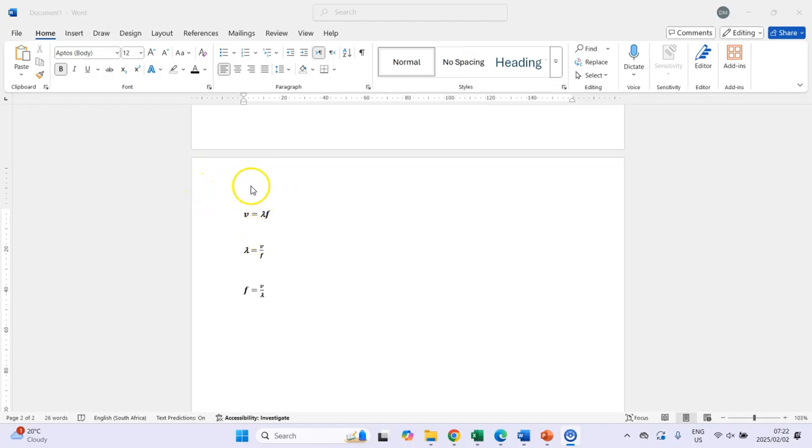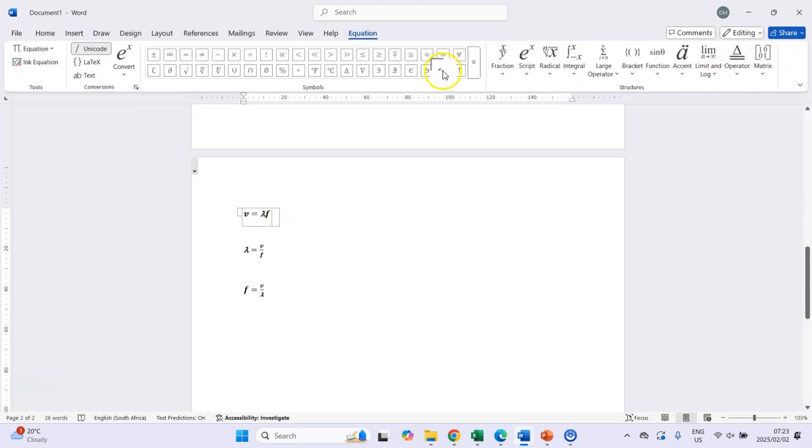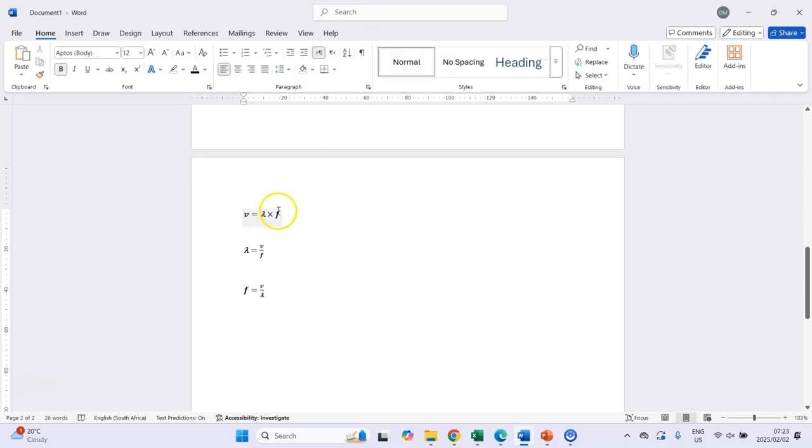Let's take a look at this wave speed formula. Wave speed is the wavelength times the frequency of the wave. Now over here, we can see that this is a multiplication. The speed, wavelength, and frequency are along the same line. There's no division. There's no denominator. I am going to put a multiplication sign over here, just for clarity.